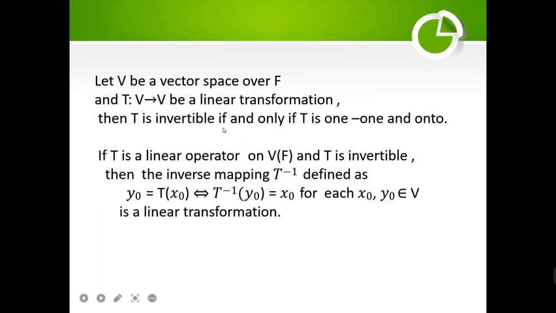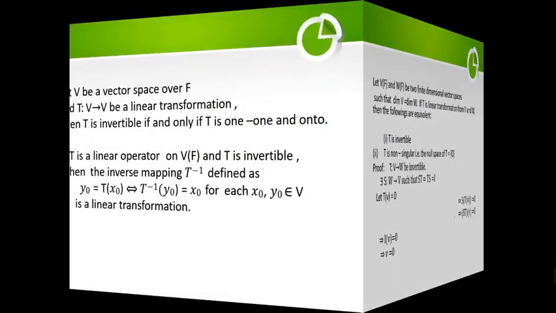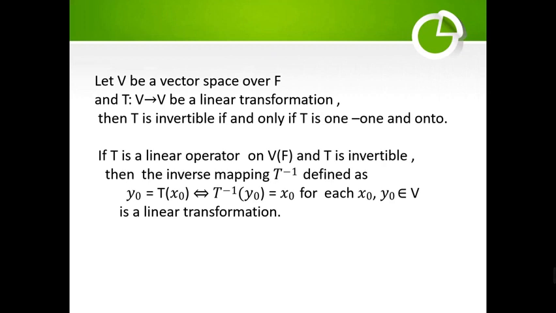We have to discuss also the invertible, because invertible is non-singular. Let V be a vector space over F, and T from V to V be a linear transformation. Then T is invertible if and only if T is one to one and onto. It is invertible if it is one to one and onto, which is also a property of being non-singular. That's why invertible is non-singular.